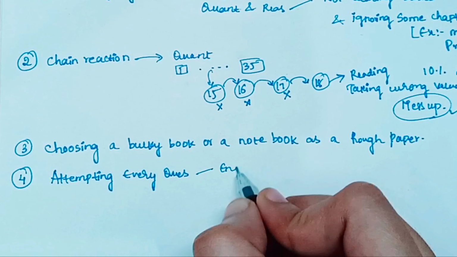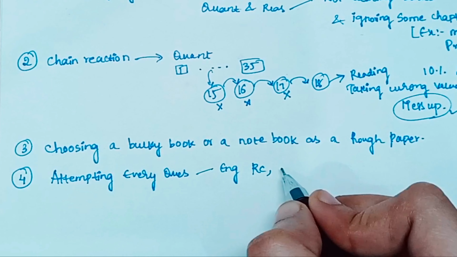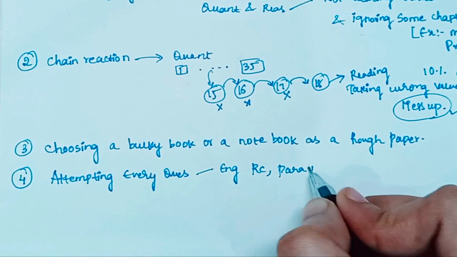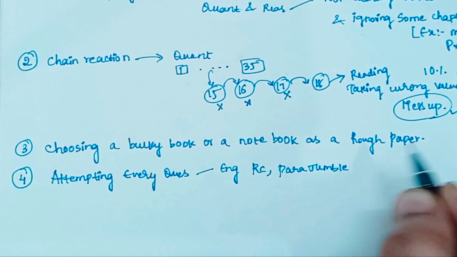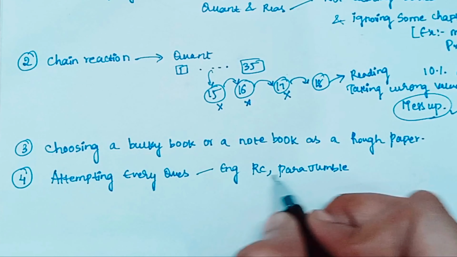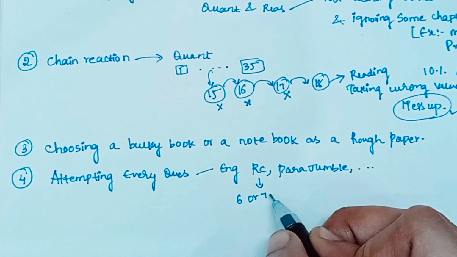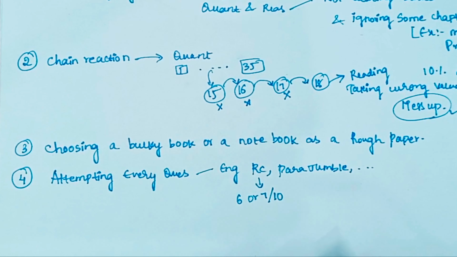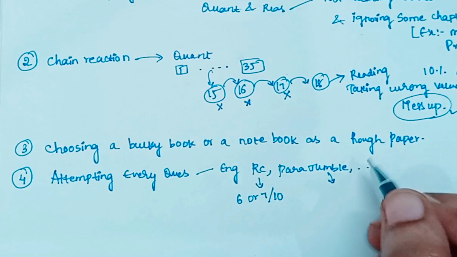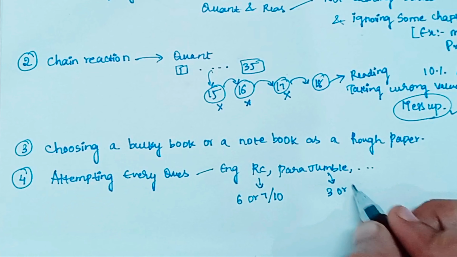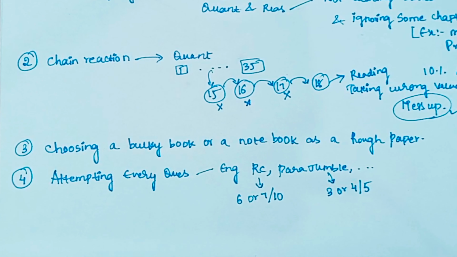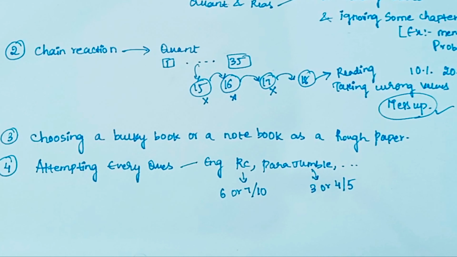When coming to the English section, there are some topics like RC, parajumbles. There is no need to attempt 10 by 10 questions in RC and 5 by 5 questions in parajumble. It is okay to attempt 6 or 7 questions out of 10 in RC if you are not sure about the remaining questions. Likewise, in parajumble, if you are not sure about the last 2 or the first 2, attempt 3 or 4. Attempt only the things which you know.